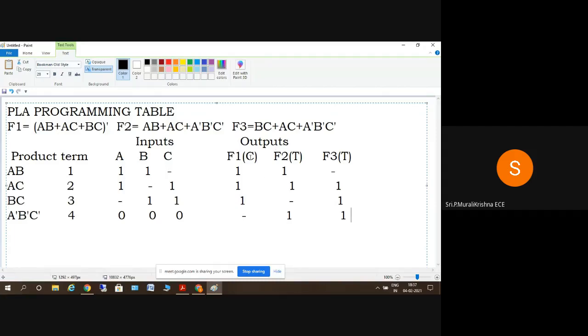Coming to the outputs here, you have to mention whether it is in the complement form or true form. Afterwards, put a 1 if the product term is in that specific output. If the product term is not there, put a dash there. So this is how to design a PLA programming table. Next class, we'll see how to draw the diagram.